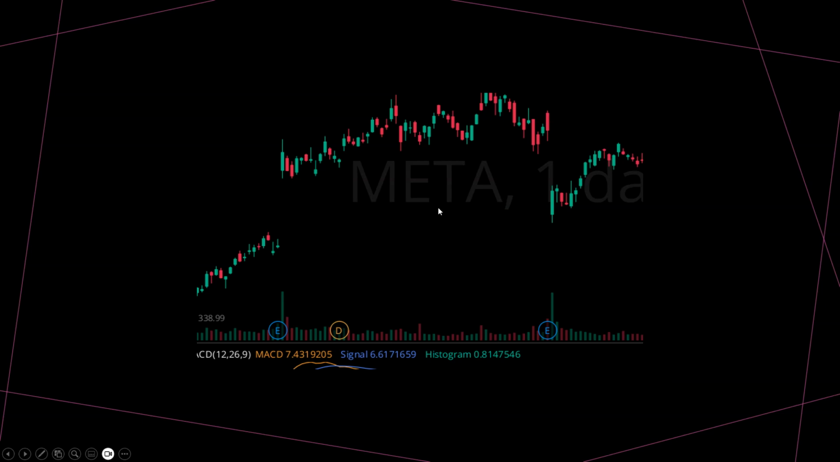Now this is a perfect example of what I was talking about when puts take longer than calls, because as you can see, we had a gap up for earnings, and we had a very long time before we had any kind of downward trajectory for Meta. And then when it gapped down, it instantly reversed back up to fill the gap. So that is essentially why you want to play this for calls more so than puts.